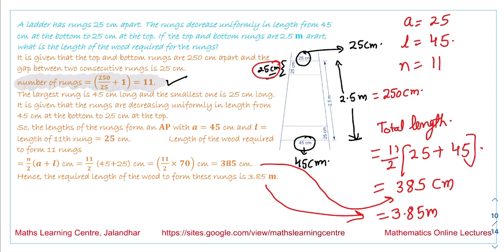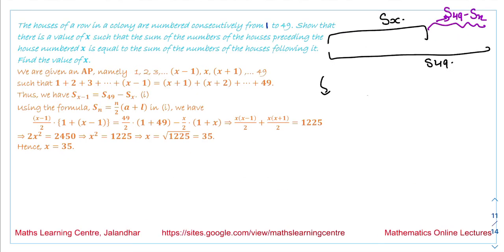Next is: the houses of a row in a colony are numbered consecutively from 1 to 49. Show that there is a value x such that the sum of the numbers of the houses preceding the house number x is equal to the sum of the numbers of the houses following it. So the houses are numbered 1, 2, 3, and so on up to 49. We are saying there is some house number x over here. Before this it is x minus 1, after this it is x plus 1.